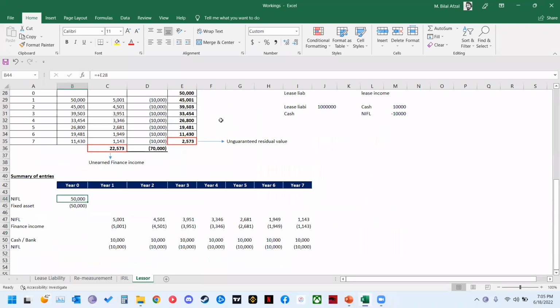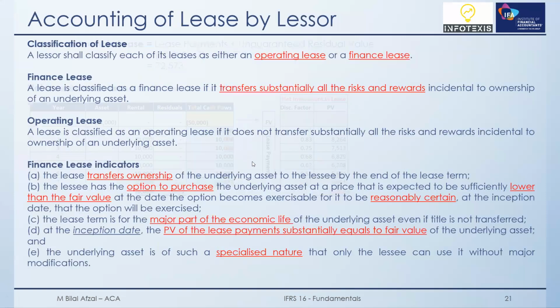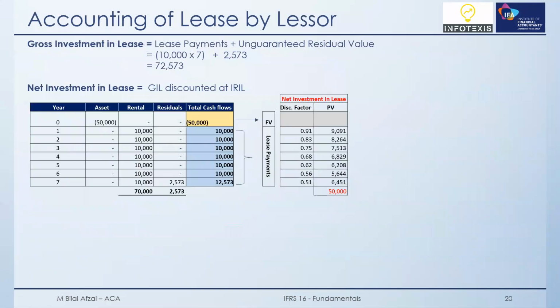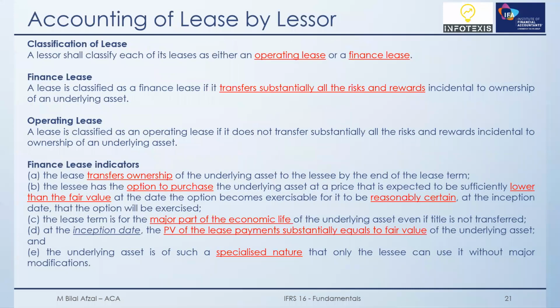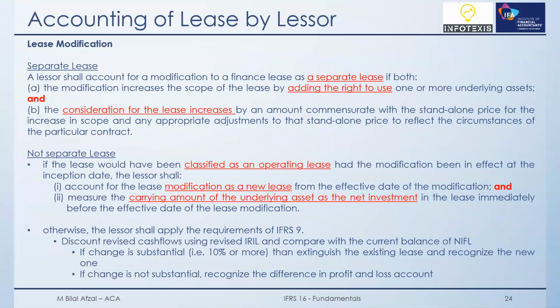So looking at the schedule of entries for each year from the lessor point of view, it would be like this. At the inception, net investment in finance lease is debited and fixed asset is credited. In each year, you will be booking the finance income against the net investment in finance lease, and you will be receiving the rental against the net investment in finance lease. So this is how the amortization table would work for the lessor's accounting, right? If anyone has any question up to this point, please let me know.